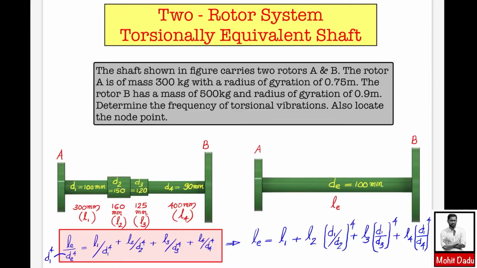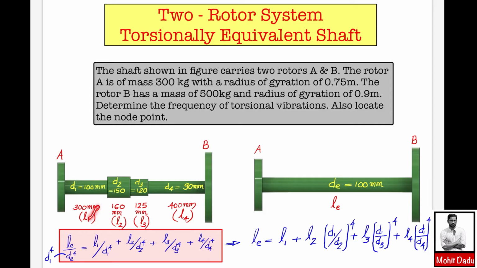Hi everyone, in this video we will be solving a problem with two concepts. One is the torsional vibrations of a two rotor system and the torsionally equivalent shaft. So here you can see a shaft which is carrying two rotors A and B at its ends, where this shaft is a stepped one.